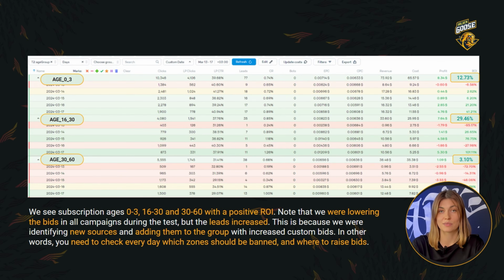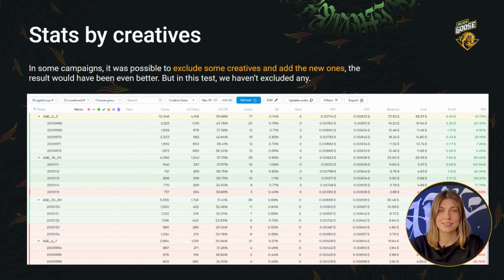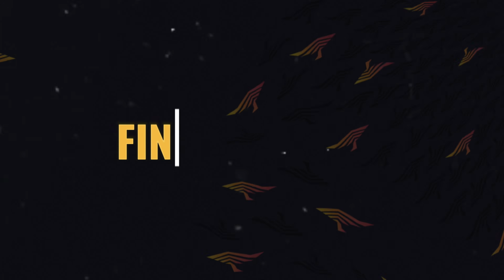Now you can see results by creatives. In some campaigns, it was possible to exclude some creatives and add new ones. The result would have been even better. But in this test, we haven't excluded any.